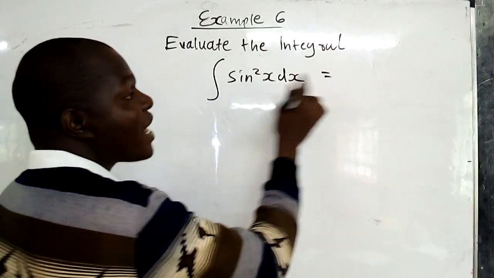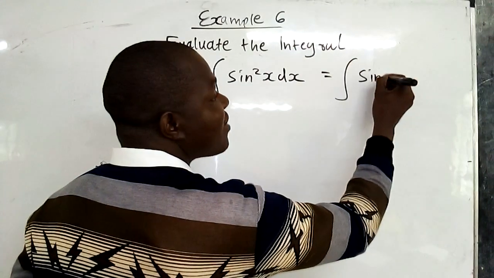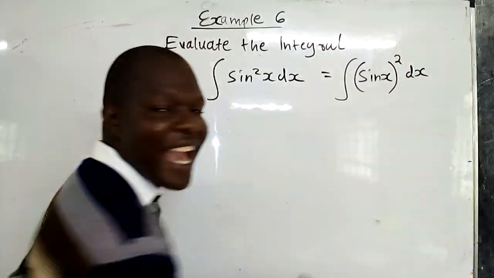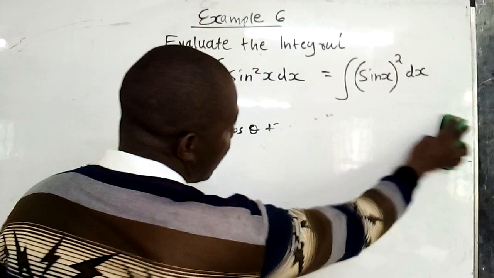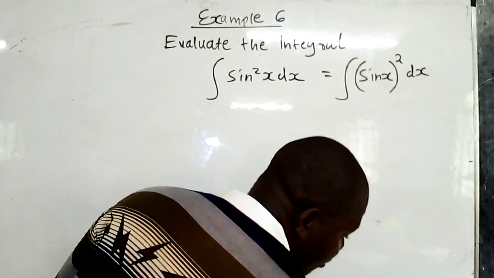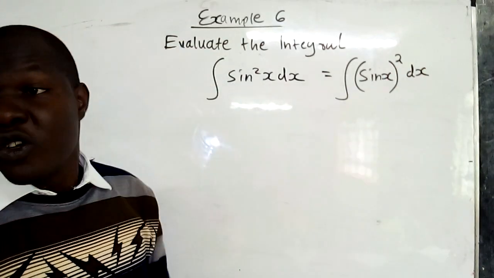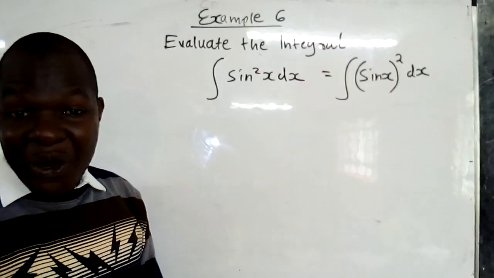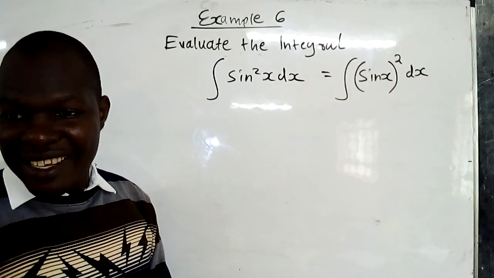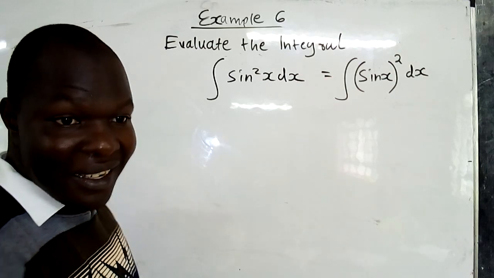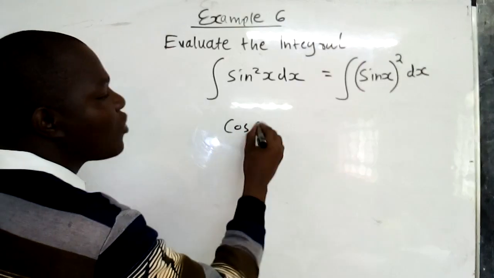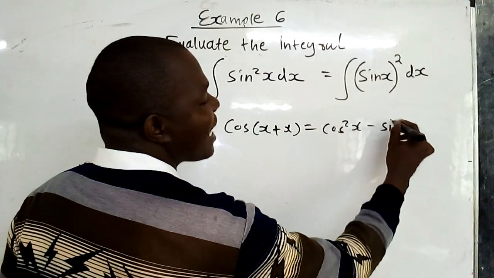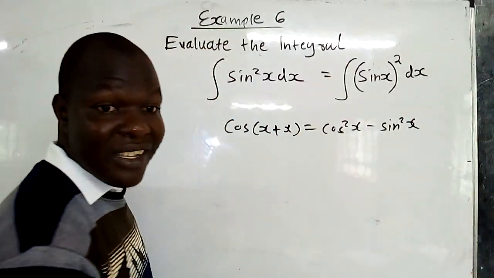So you see sine squared x is the same as sine x, which has been squared, dx. It's easier. You don't need to go through the whole of that process I was just explaining. There are a lot of things to be used. You can as well use the concept of the double angle in trigonometry, isn't it? The concept of the double angle: cos of x plus x is cos squared x minus sine squared x, isn't it?